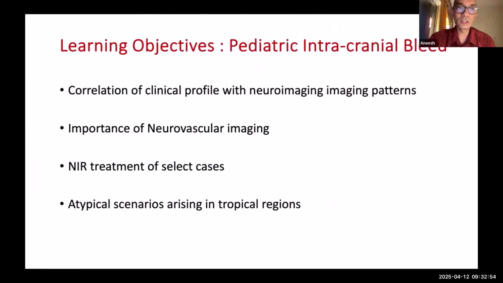So with this, the learning objectives in my presentation today are basically the correlation of the clinical profile with the neuroimaging patterns. Most of the audience are pediatricians. They know much more probably about the clinical profile than me, and I'll focus more on the imaging. And I'll especially dwell upon the importance of neurovascular imaging in pediatric intracranial bleeds and just highlight the neurointerventional treatment of some select cases. And then finally, I'll finish with some atypical scenarios that we've had to deal with, especially in our practice in India, with patients coming in from all over the countryside in large tropical countries.